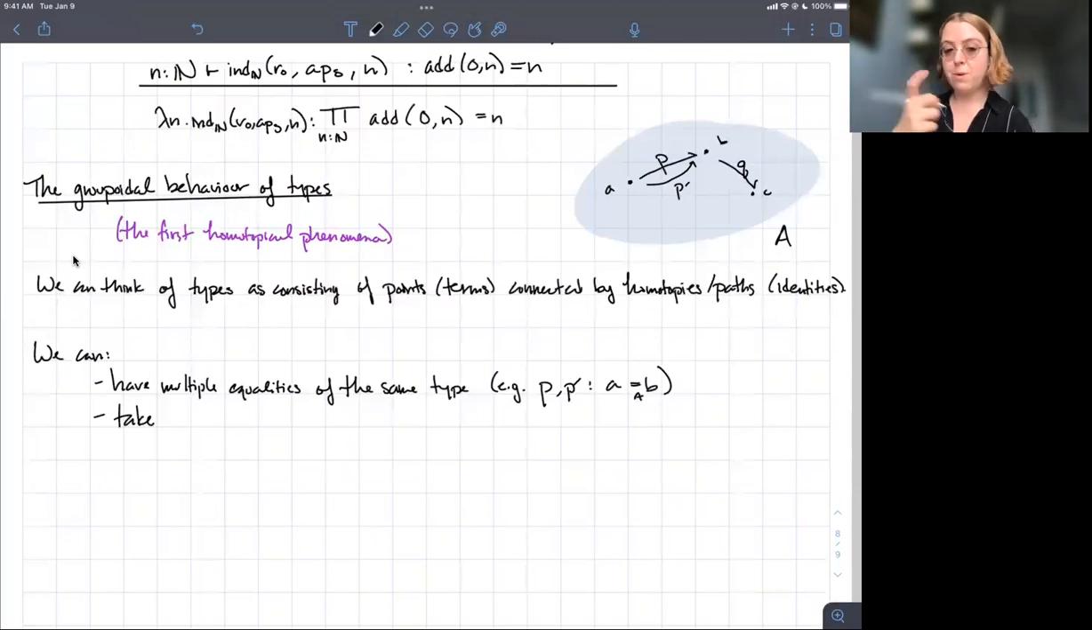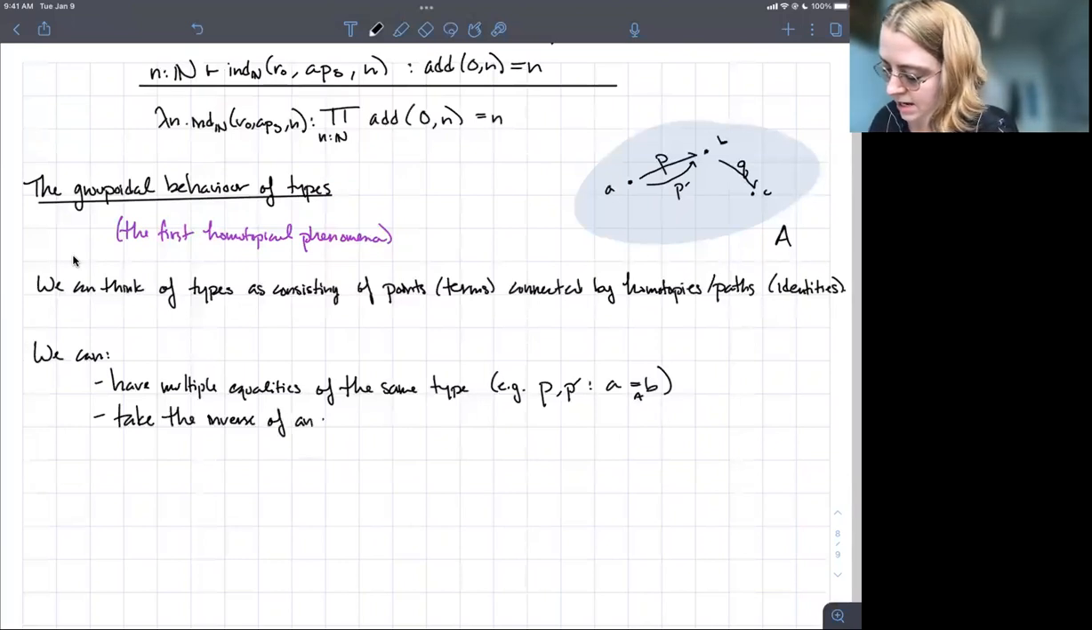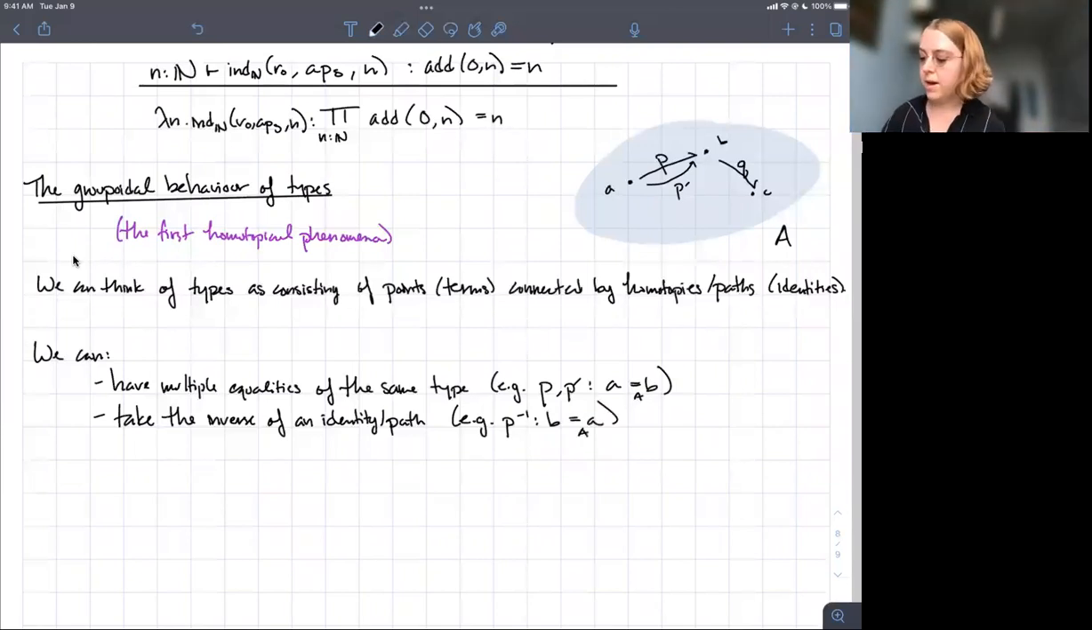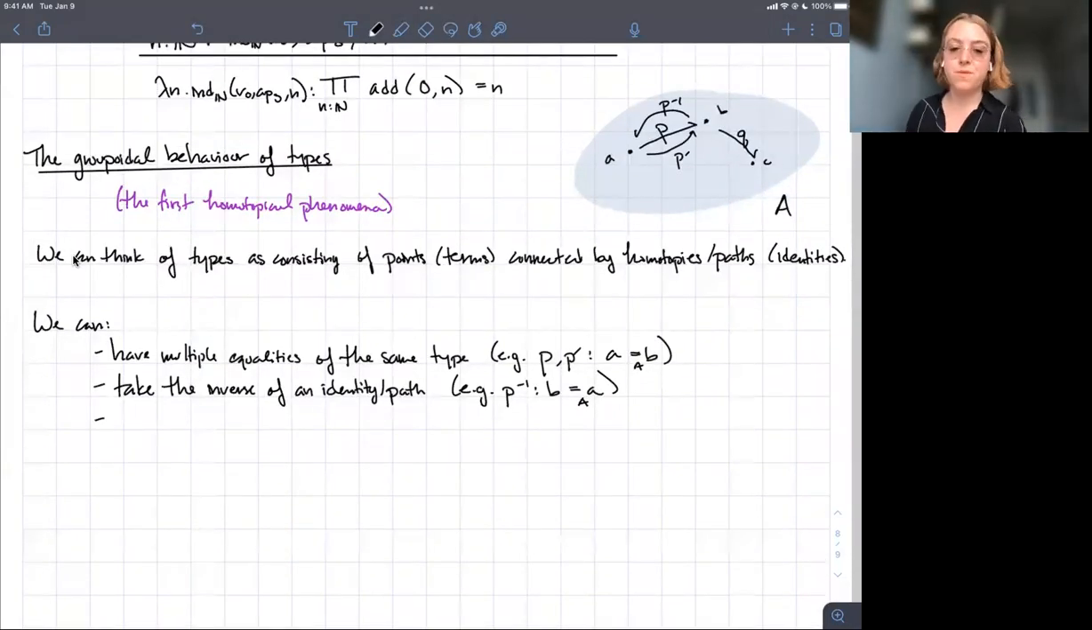We can prove, and we will in a second, that we can take the inverse or an inverse of an identity or a path. Okay, so if we have P from A to B, maybe I should just write, I already wrote P from A to B before, that P that A equals B. And now using that, I could also derive a term of this type. So I could draw an arrow backwards here, P inverse. Okay, so we can take the inverse of equality, which makes sense, right? If A equals B, then B should equal A. That seems not different from the normal notion of equality.